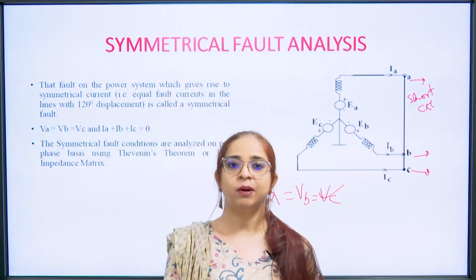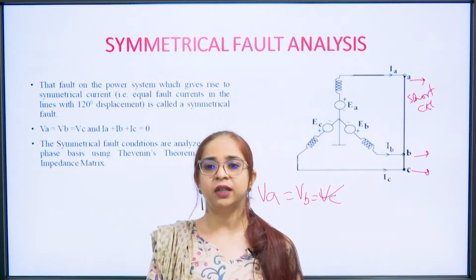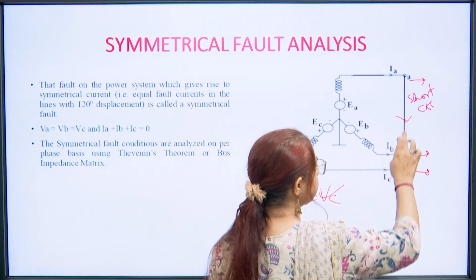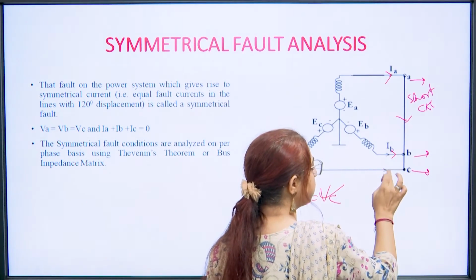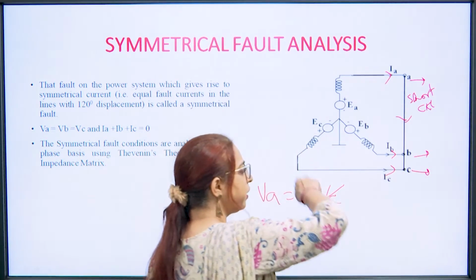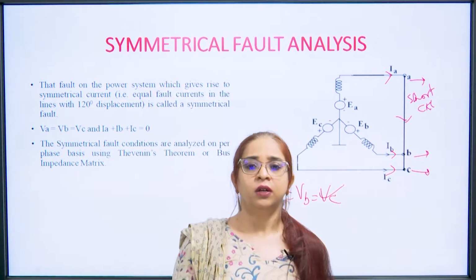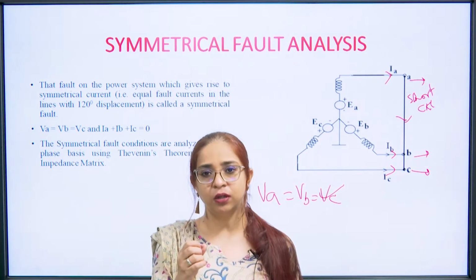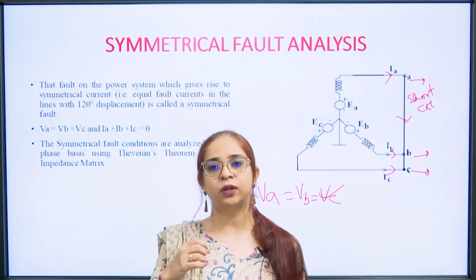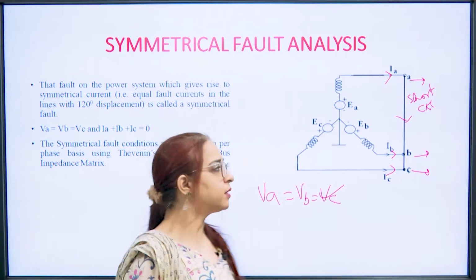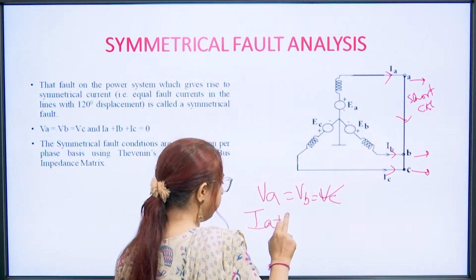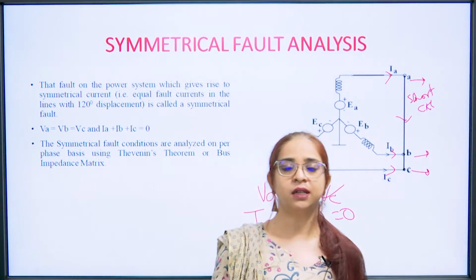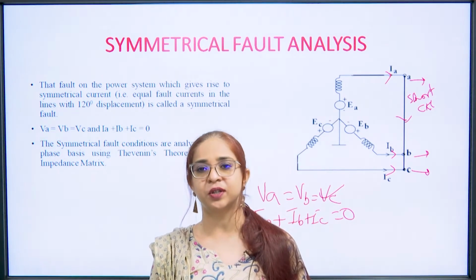What next? What about current? All the three currents, you know what is the fault current? This is a common current, which is coming from IA, IB is coming here, IC is coming here. All the three are now having this distributed current. Now, when we apply KCL here, what can we say? KCL says at a node, the total sum of incoming current and outgoing current is equal to 0. So, what can we write about it? That IA plus IB plus IC is equal to 0. So, this is the boundary condition for a symmetrical fault analysis.